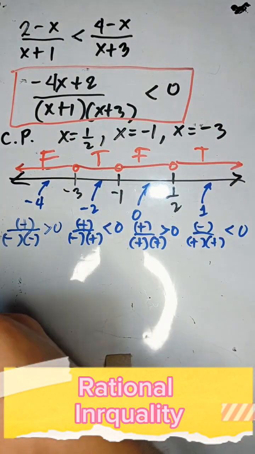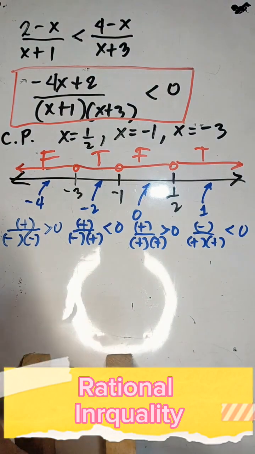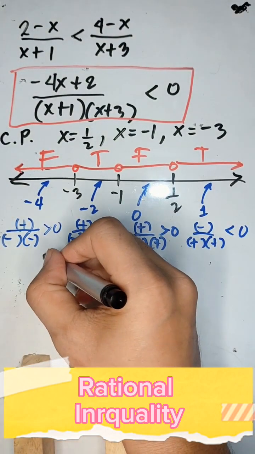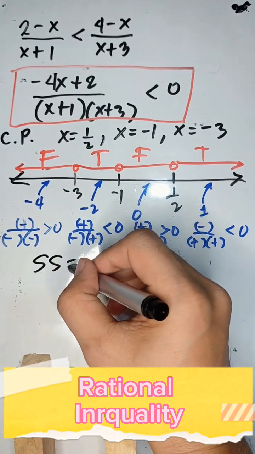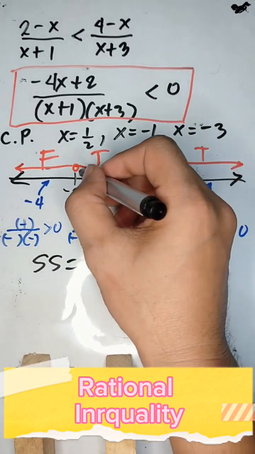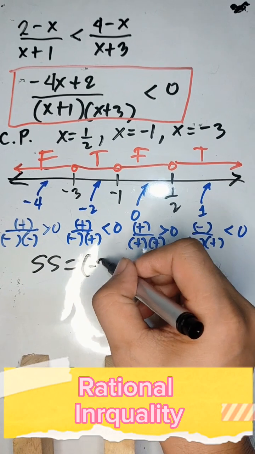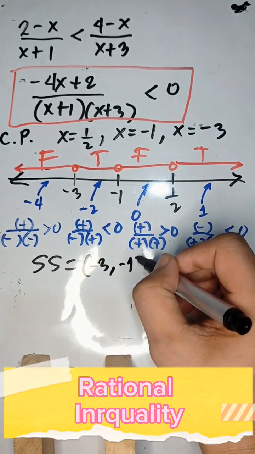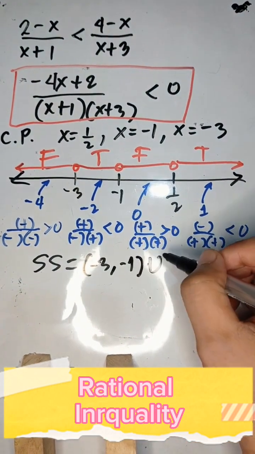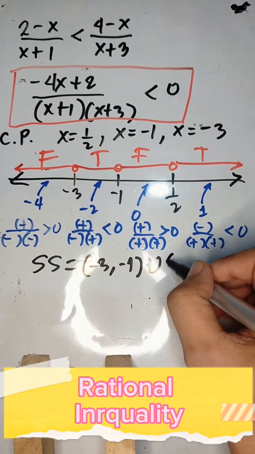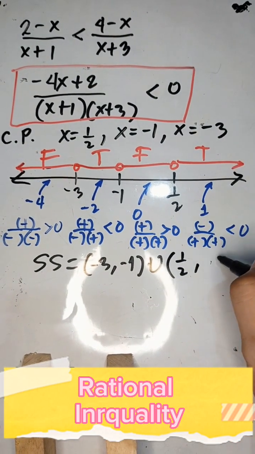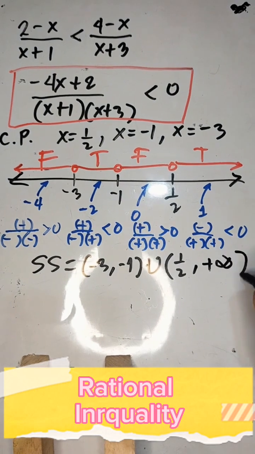Now our solution set is the interval from negative 3 to negative 1, union with 1/2 to positive infinity.